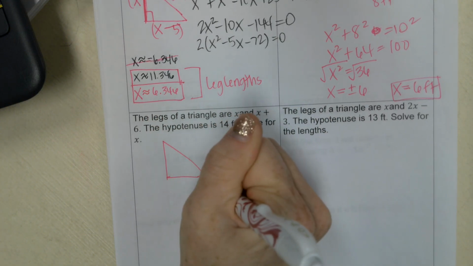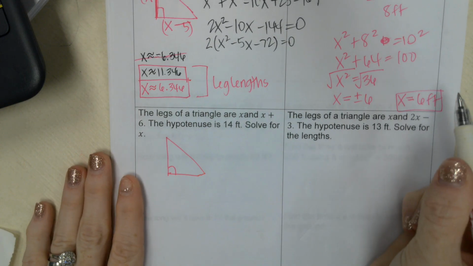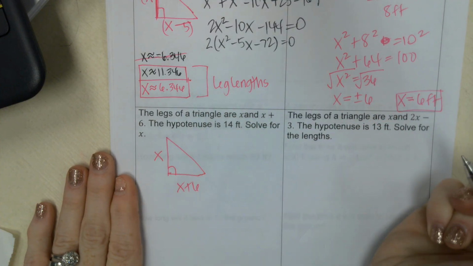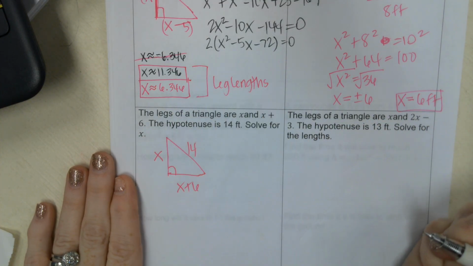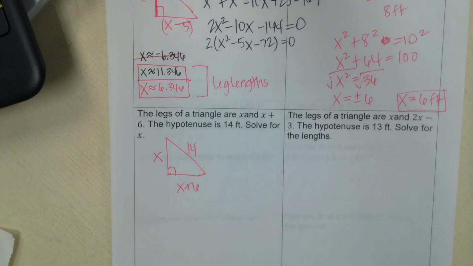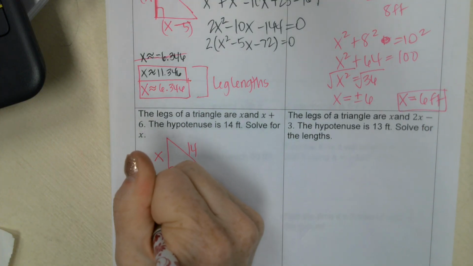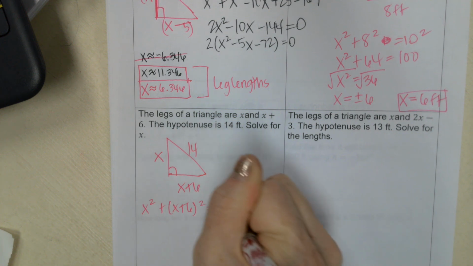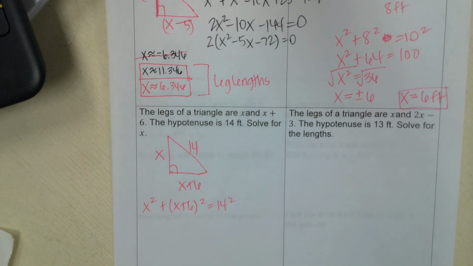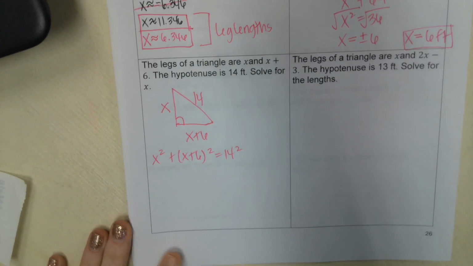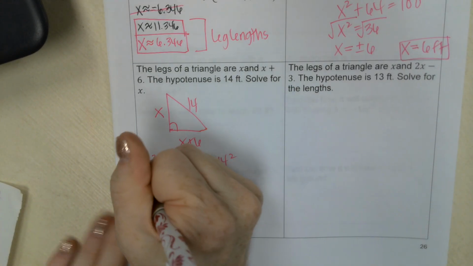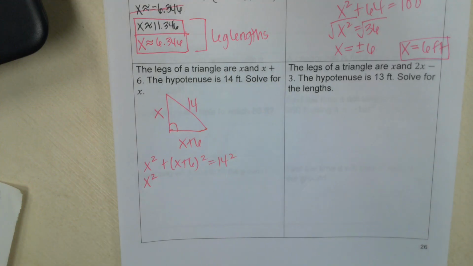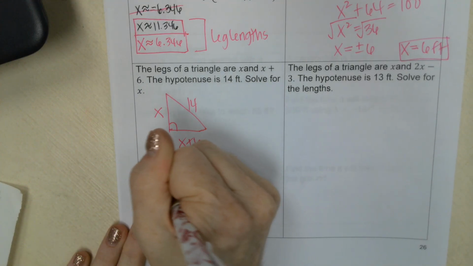All right, the next one right here. The legs of a triangle are x and x plus 6, and the hypotenuse is 14 feet. Now, I'm asked to solve for x. So this one is a lot like the very first one that I just did. Okay, I'm plugging it into quadratic formula, and I'm going to work it out and combine like terms. Now this x plus 6 means x plus 6 times x plus 6.